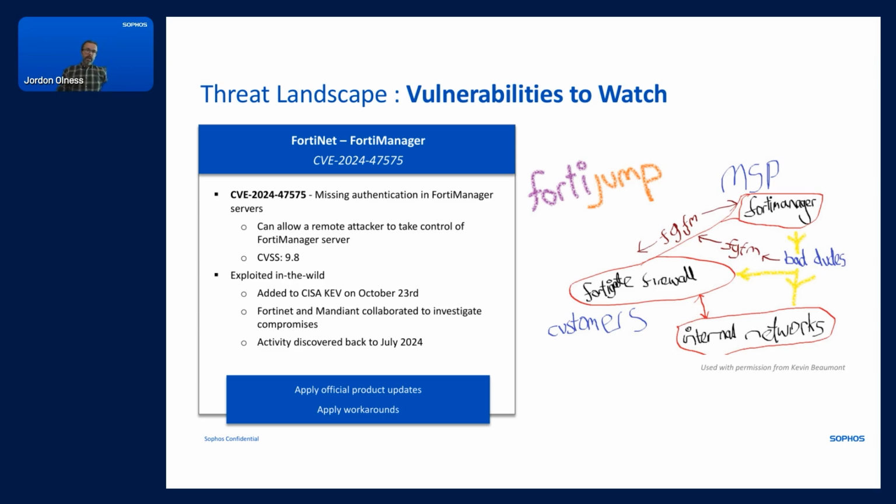There were rumblings about this one for a while, and then finally a CVE was assigned, and almost immediately this one was added to the CISA-KEV database, which means it is known exploited in the wild. That's because it had been exploited in the wild. Fortinet worked with Mandiant to investigate compromises from this vulnerability, and they found compromise activity stretching back as far as they could find, into July. So that's kind of concerning.